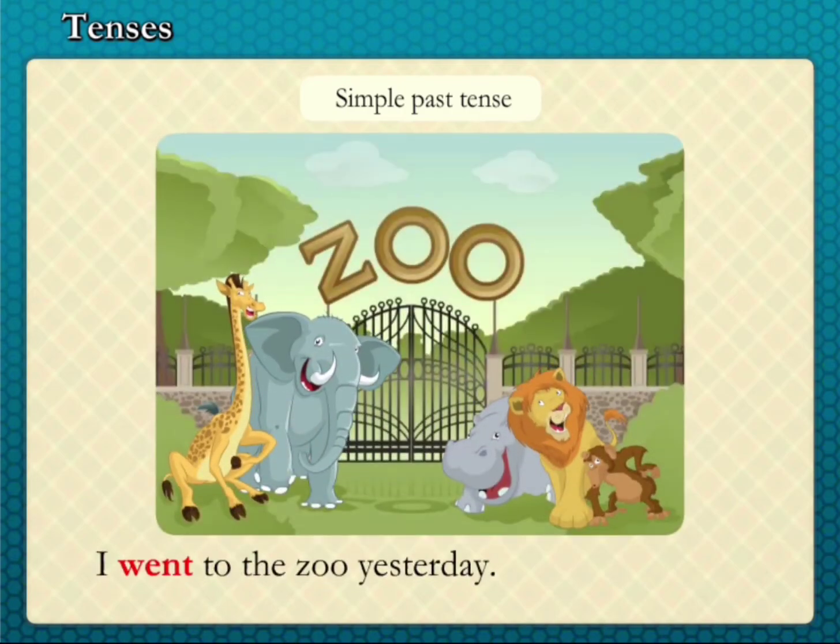I went to the zoo yesterday. When did I go to the zoo? Yesterday. The sentence tells us about the time of the action and the time is in the past.